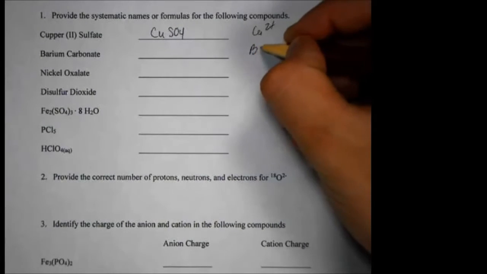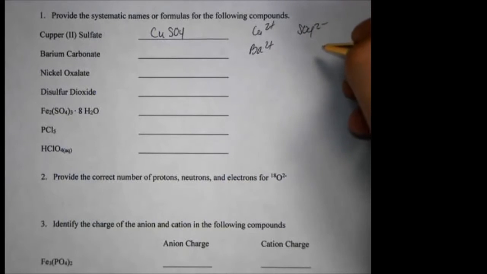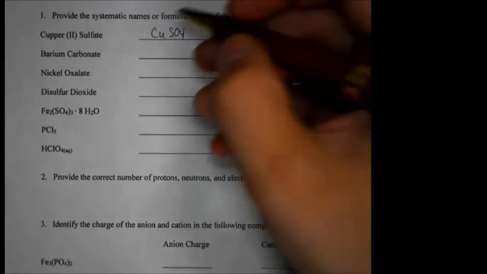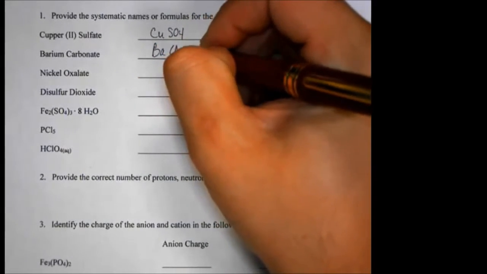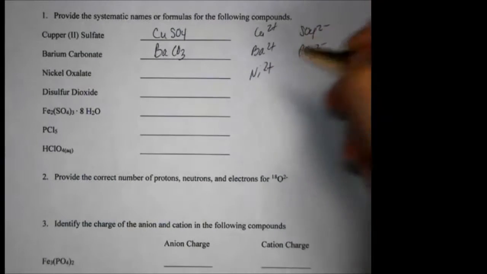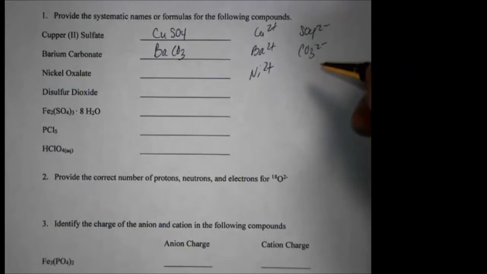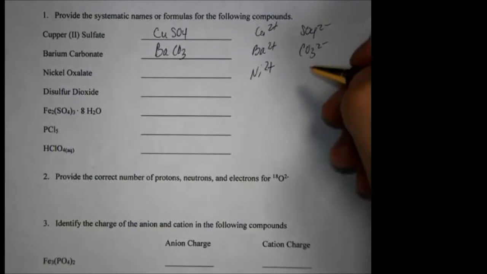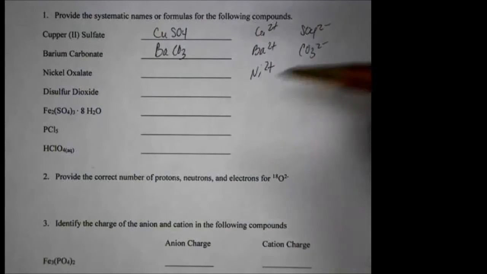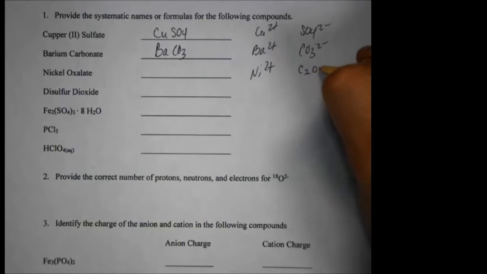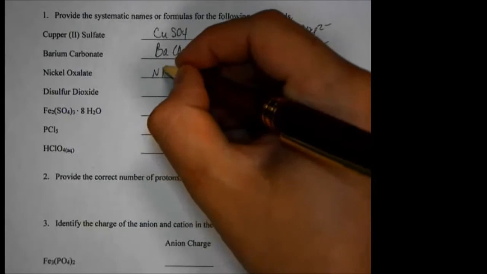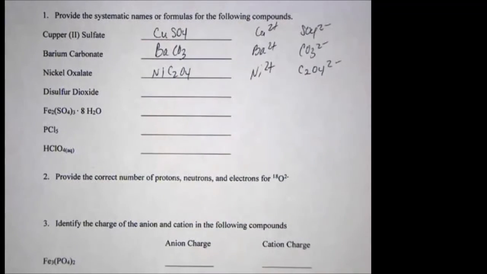Barium carbonate. So barium is an alkaline earth metal, so it's going to have a 2+ charge. Carbonate, you remember from the polyatomic anion chart, is a 2- charge. So again, we have barium carbonate. Nickel oxalate. So nickel is nickel 2+. That's a transition metal, and the answer is in table 2.5 in chapter 2 for the charge. So I just memorized that. And oxalate, I know from the polyatomic anion chart, is C2O4 2-. So the two charges will balance out, and we get nickel C2O4.